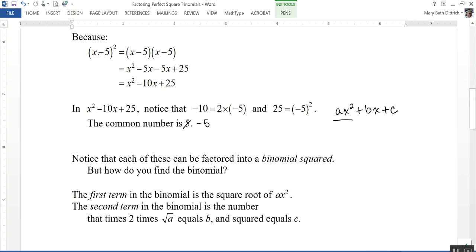The second term in the binomial is the number, this is a little tricky, the number that times 2 times the square root of a is equal to b, and the same number squared gives me c. Let's take a look at some examples and see how this is going to work out.